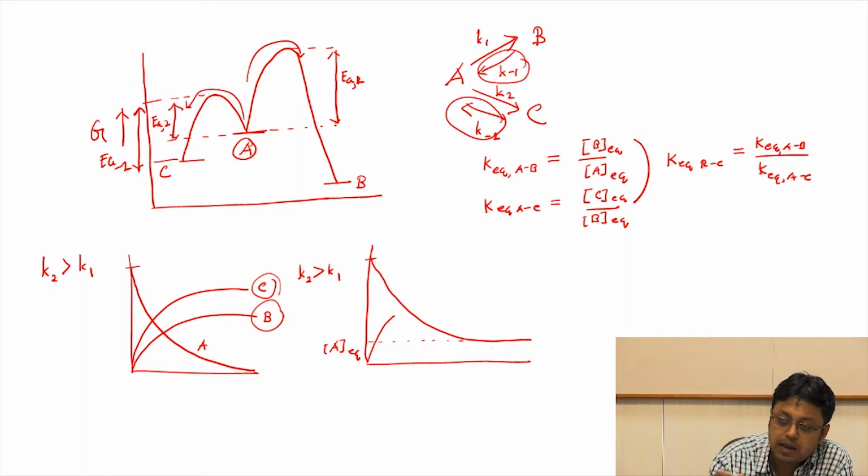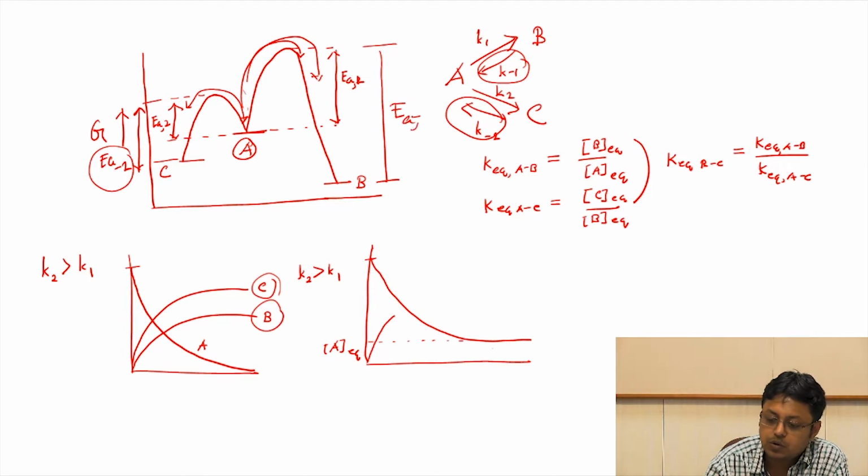And if you allow that to happen, then you see that for the reverse reaction, it can easily come back here, and then it can go to the B channel. But for the B to A reverse reaction, the activation energy is very, very high. So once it goes into B, it cannot come back.